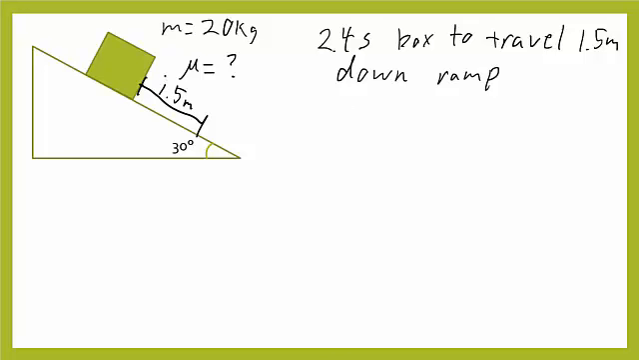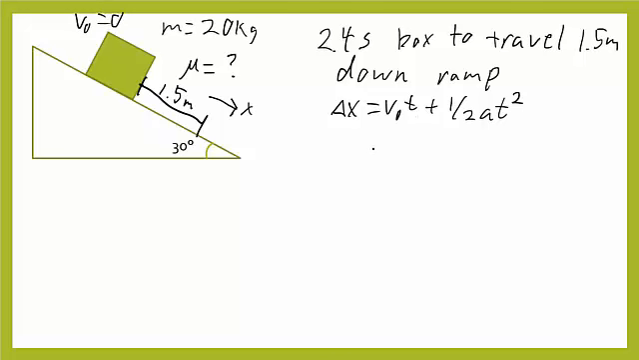If I consider this to be the x direction down my ramp, then it doesn't matter that it's not vertical or horizontal. I can, again, take that rotated picture. So I can say delta x is v naught t plus 1/2 at squared. Let's also assume that this started at rest, so v naught is equal to 0. It doesn't have to be, but this way we don't have a quadratic and make things even longer.